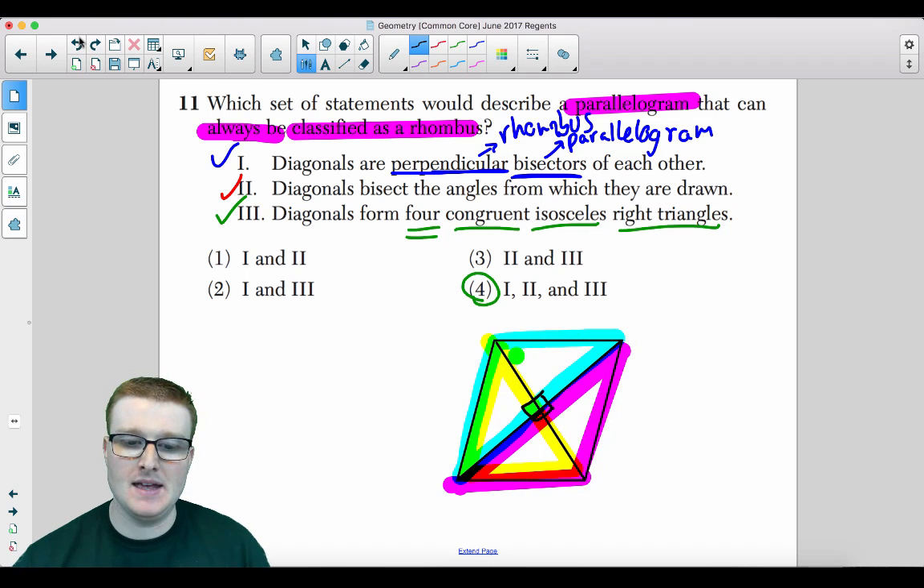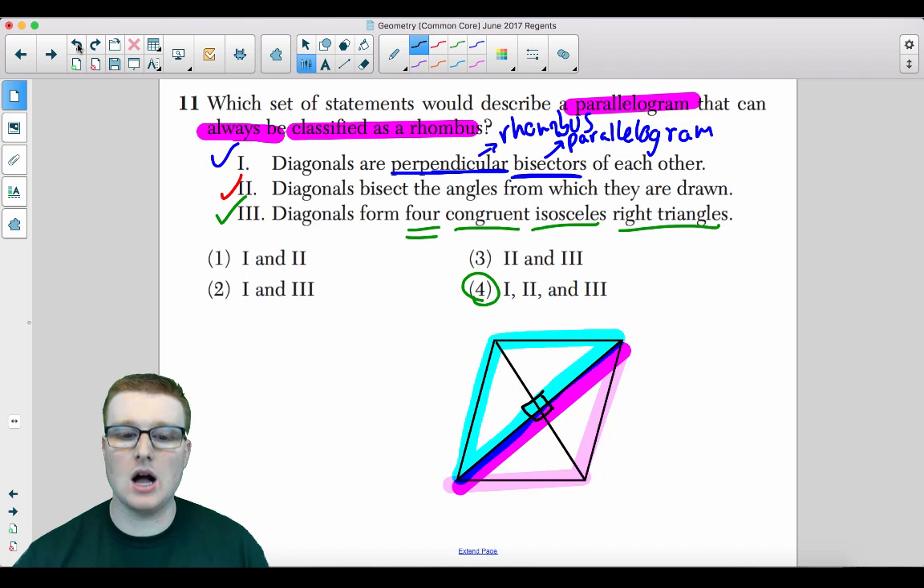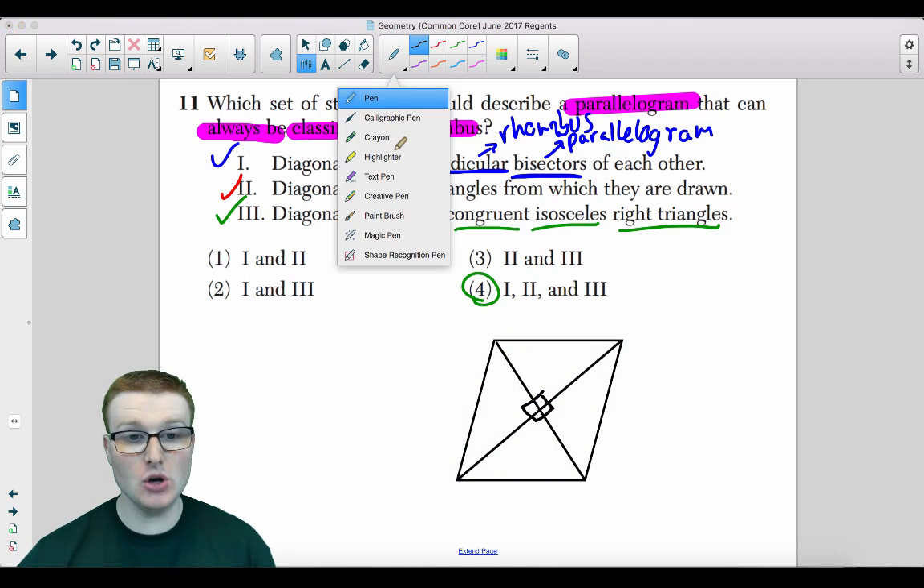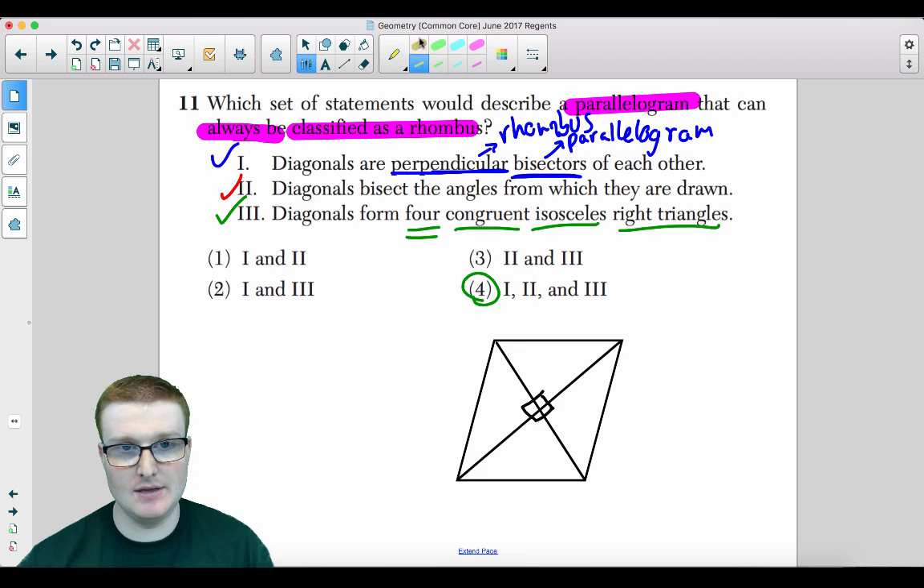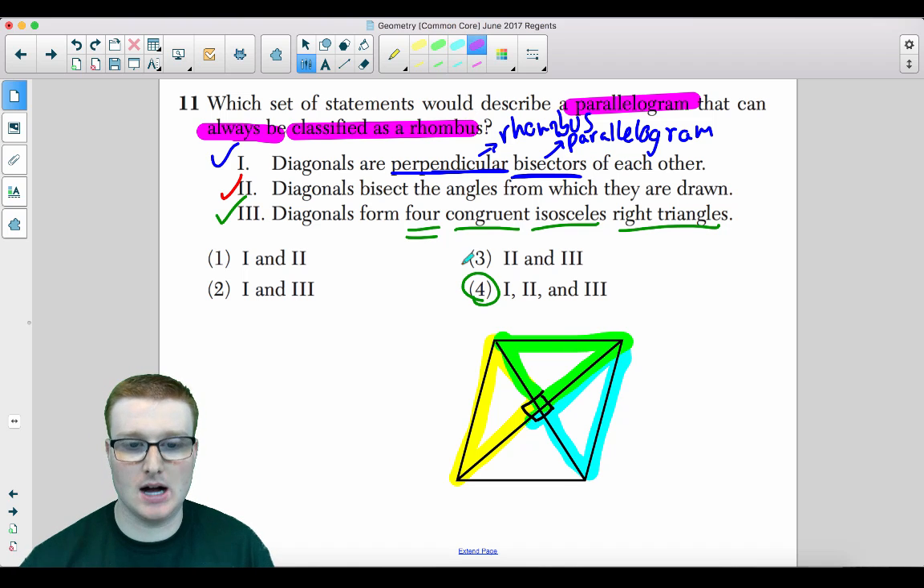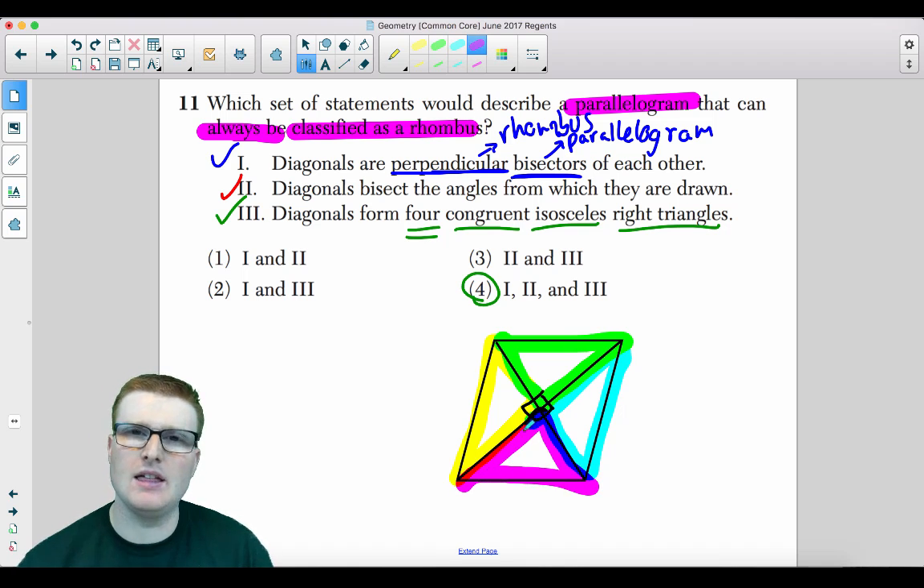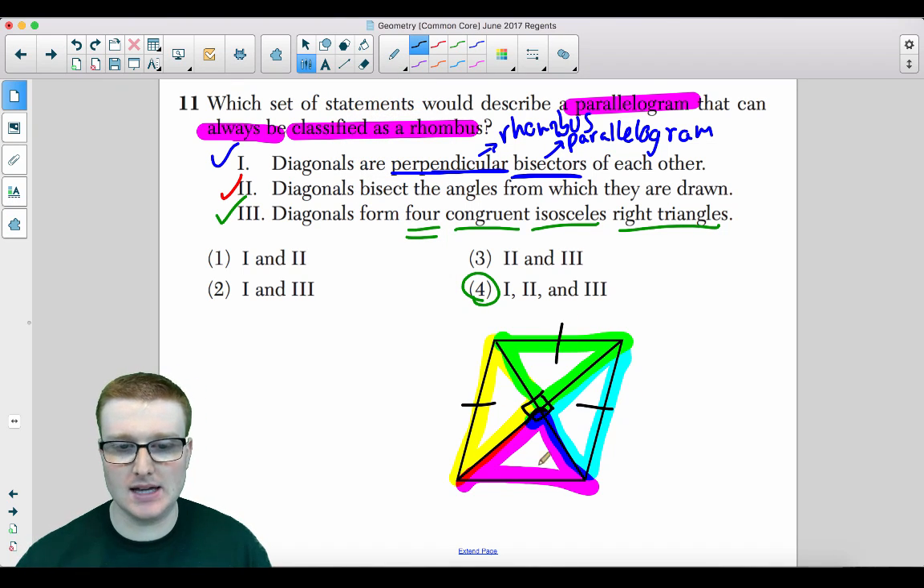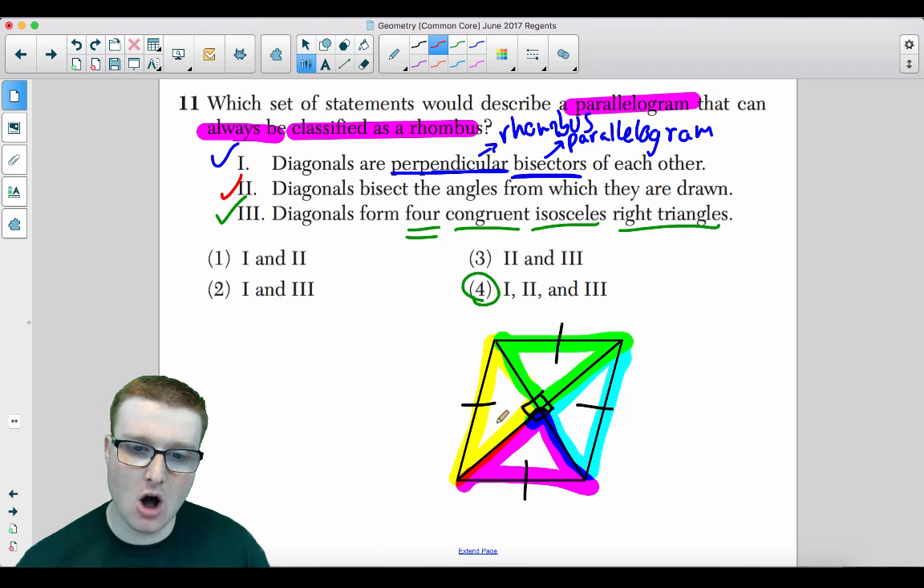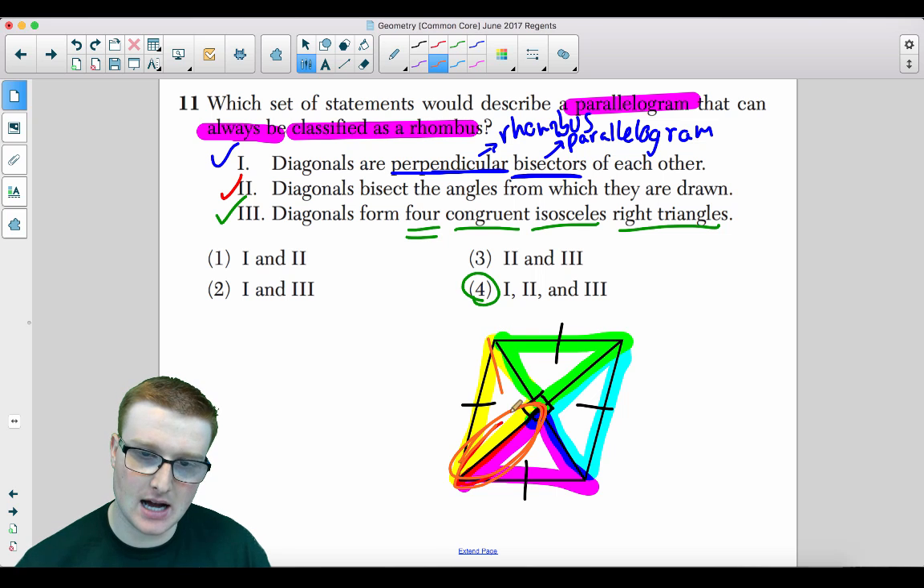The problem is it doesn't say that. It says diagonals form 4 congruent isosceles right triangles. So they're saying to you that this triangle is congruent to this triangle, which is congruent to this triangle, which is congruent to this triangle. But ladies and gentlemen, that is so not true in this drawing. Why? Because we know that a rhombus's diagonals are not congruent. Yeah, we know that these sides are congruent, but the problem is we aren't sure as to whether or not this is congruent to this.